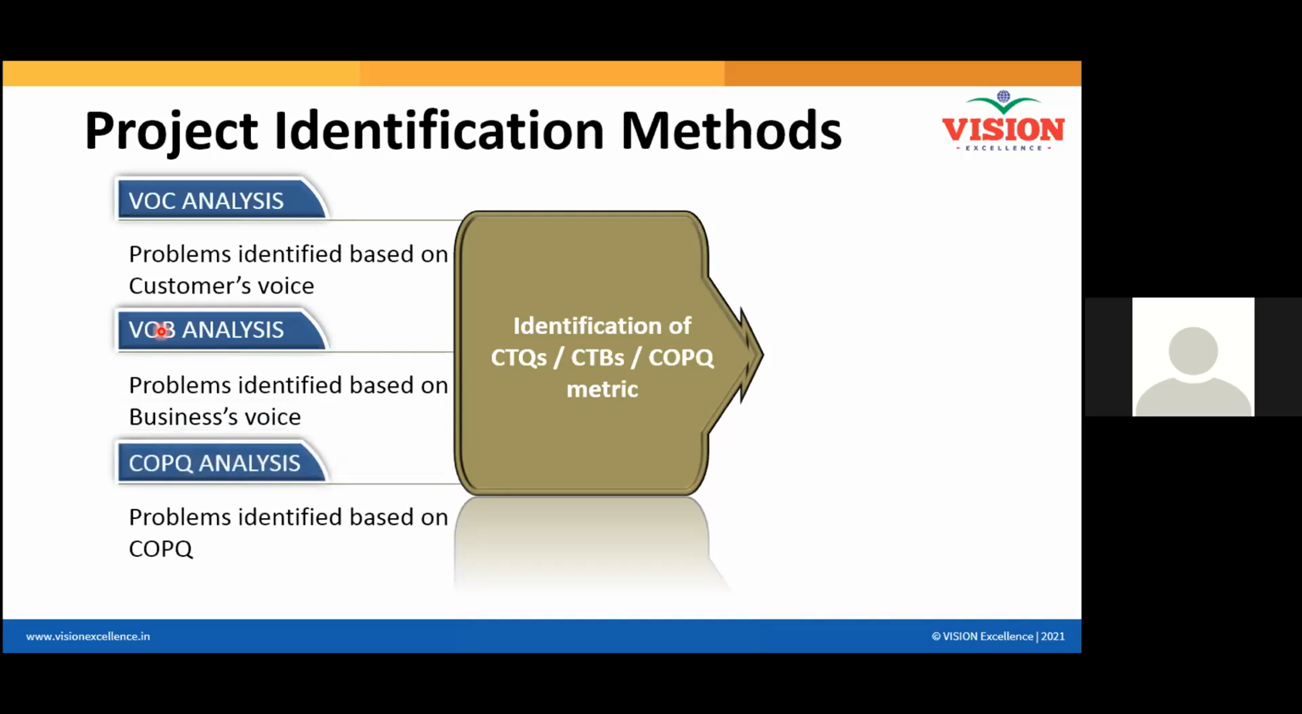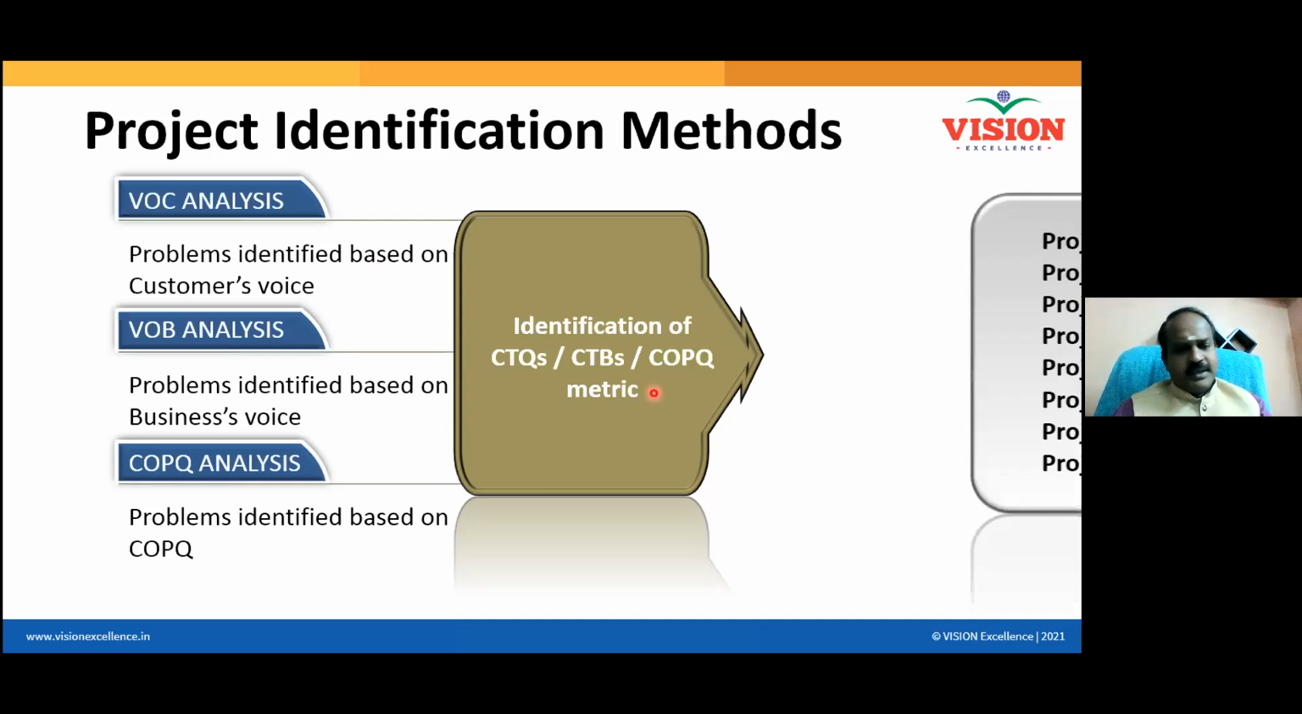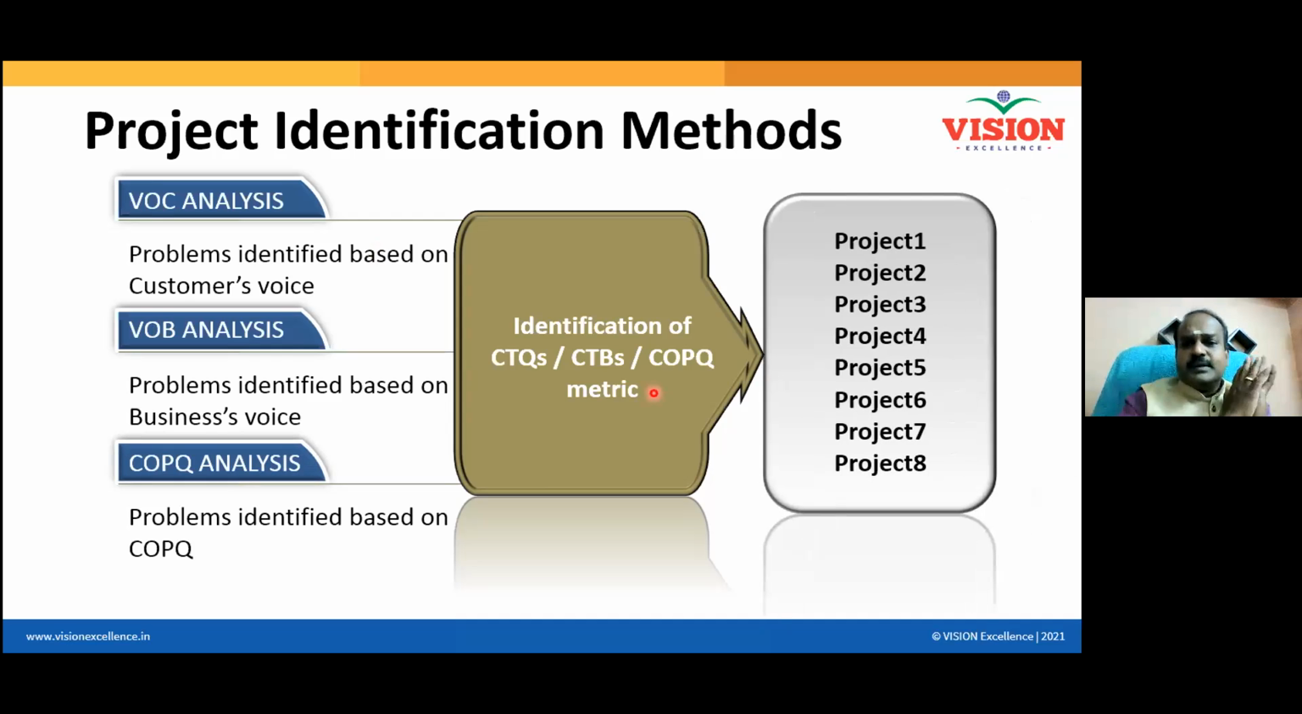Similarly, problems identified based on cost of poor quality, the rejection happening, the rework happening, the product recall happening, and deliveries are not happening on time. All of them are what? All of them are cost of poor quality. You can identify so many projects by referring to the VOC, VOB, as well as cost of poor quality. So, but what is important, from each voice, you should be able to identify the CTQs, CTBs, and the cost of poor quality metric. And now you will have so many projects in hand. That means so many problems are nothing but the improvement opportunities. So this is one method.